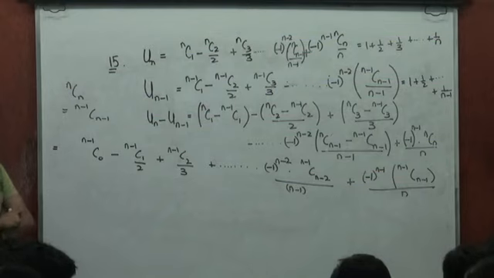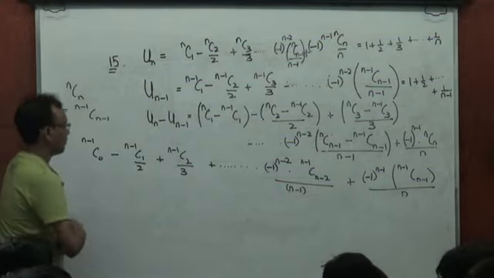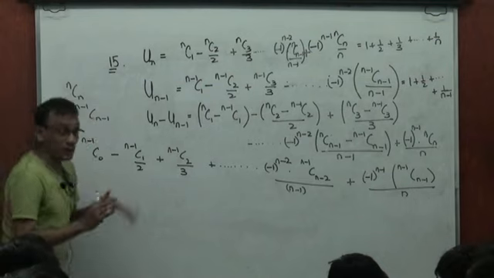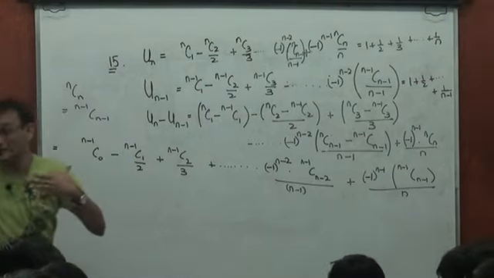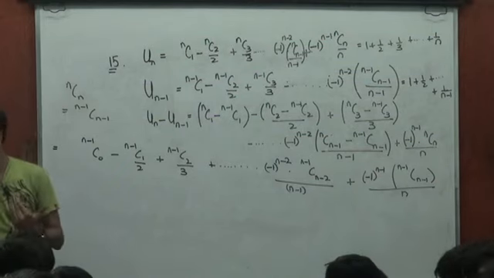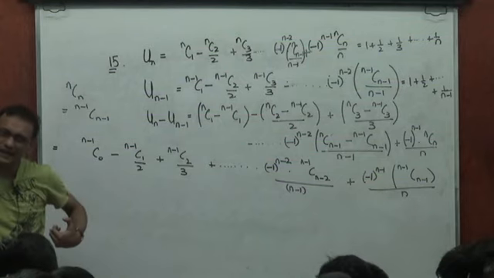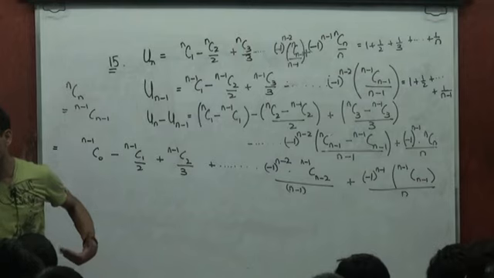Now, I need 1 by n common from these, isn't it? So I force a 1 by n out, because I have to establish that Un minus 1 is 1 by n. So I force a 1 by n out of this. I force a 1 by n out of this. How about it?